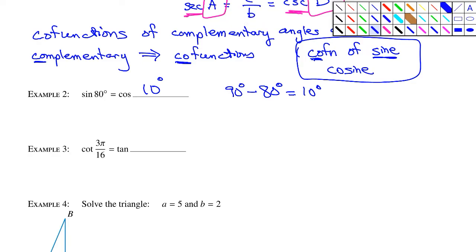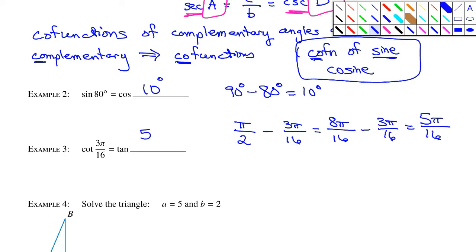Example 3, the cotangent of 3 pi over 16 is equal to the tangent of what angle? So cotangent and tangent are cofunctions. So the complementary angle here, they would have to add up to pi over 2. So let me just take 3 pi over 16 away from pi over 2. I need a common denominator. So 8 pi over 16 minus 3 pi over 16 is 5 pi over 16. So the cotangent of 3 pi over 16 is equal to the tangent of 5 pi over 16.